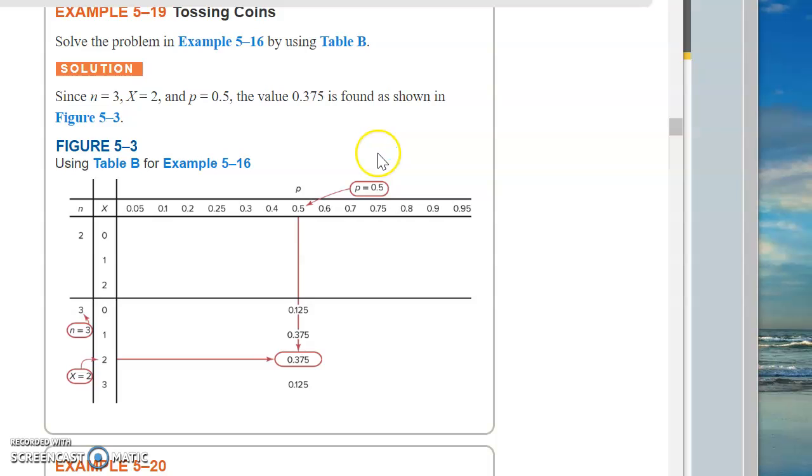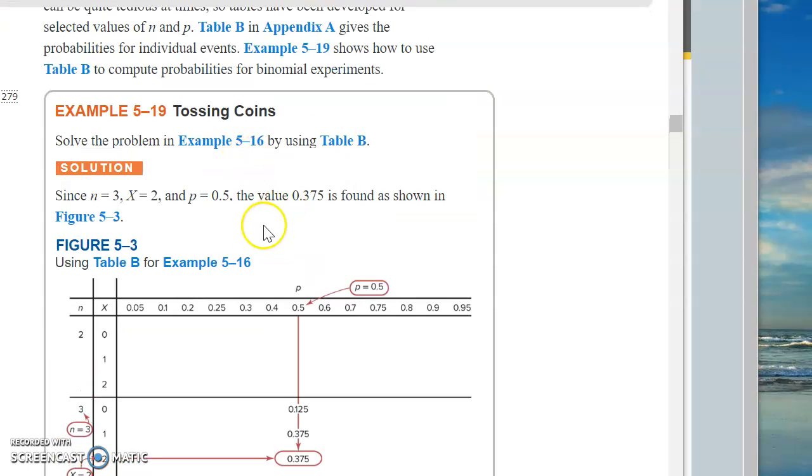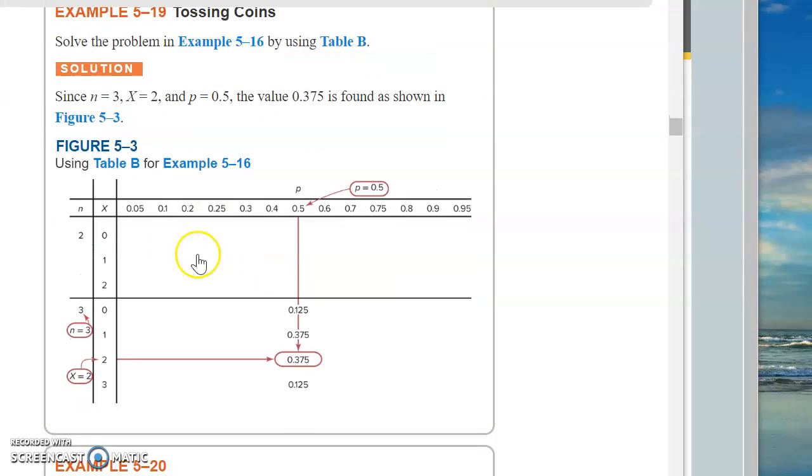Okay, so now what do we need? To really solve it using the formula, you have to calculate that binomial coefficient. Sometimes it gets to be a little bit tedious, and so forth. Or we can use a table. So that's what we're going to do now. Here's his example. He says use table B.